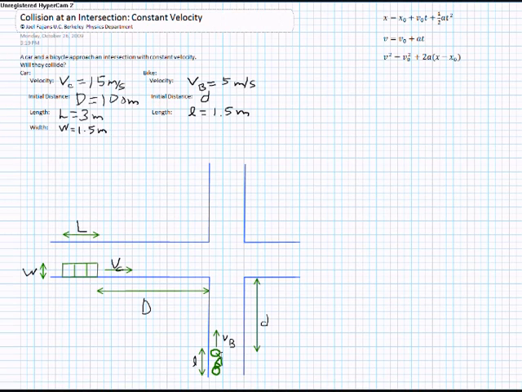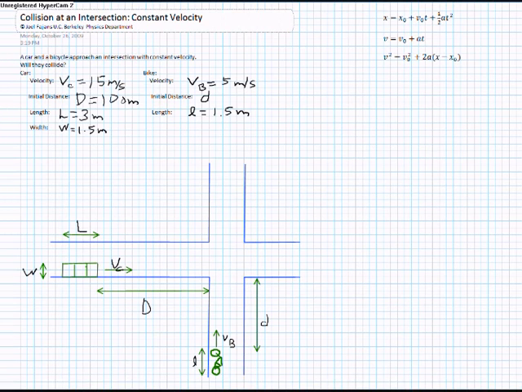The bicyclist is traveling at constant velocity v sub b, and the bicycle has a length L. We're going to calculate the distances d for which there will be a collision at the intersection. The bicyclist is traveling at a constant velocity of 5 meters per second. We've got numeric values for all of these constants, but as is always the case, it's much better to work the problem with symbolic values and plug in the numeric values at the very end.